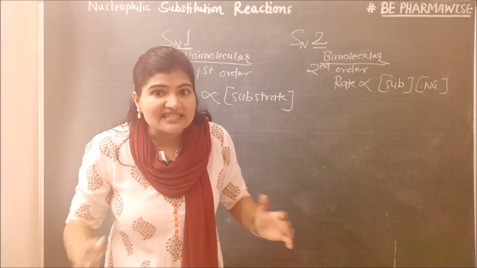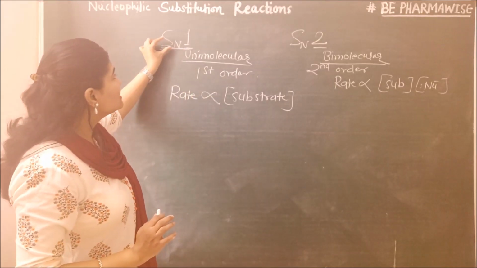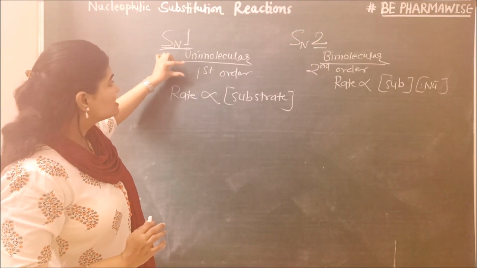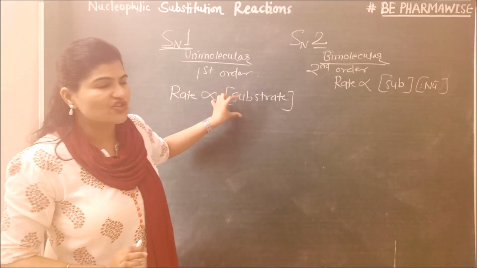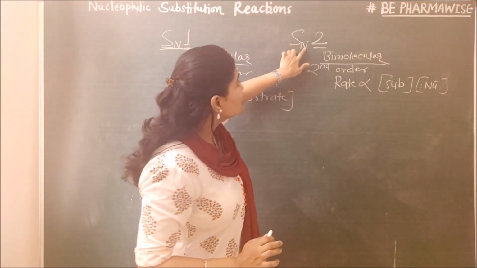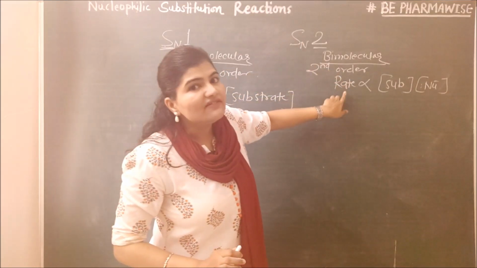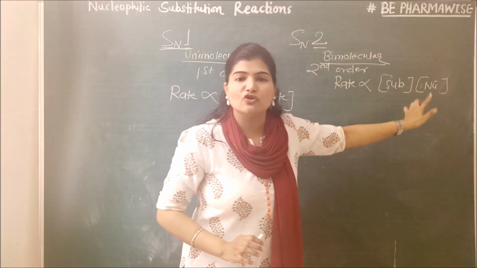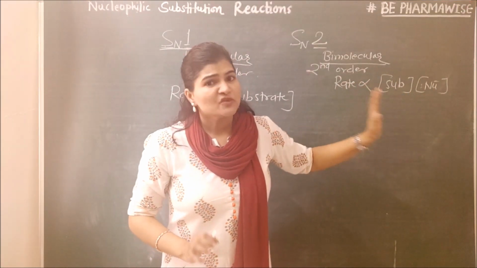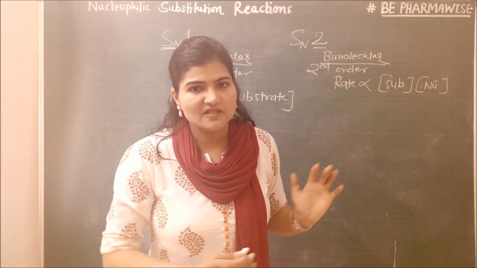So this is the basic difference between SN1 and SN2. SN1 is unimolecular nucleophilic substitution, which is a first order reaction where the rate is directly proportional to the concentration of the substrate, and SN2 is bimolecular nucleophilic substitution, which is a second order reaction where the rate is directly proportional to the concentration of the substrate as well as the concentration of the nucleophile. Now we will discuss all these types one by one in detail.